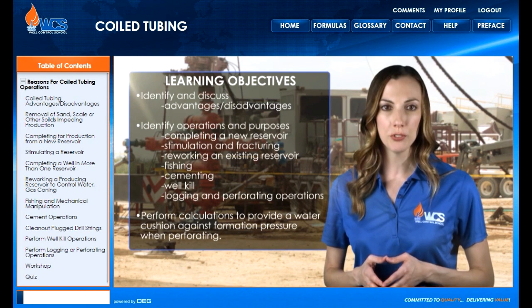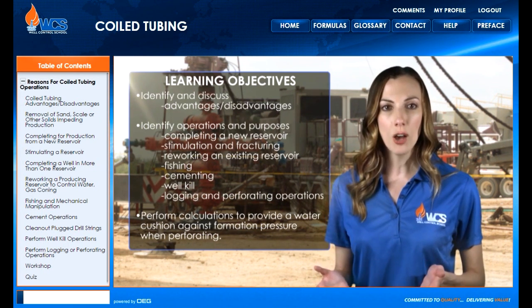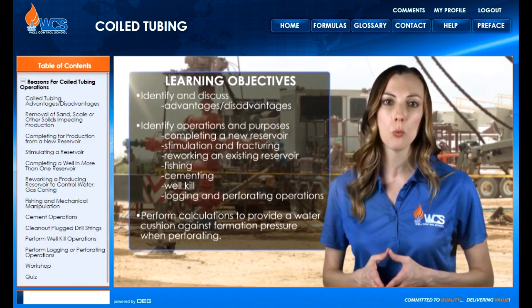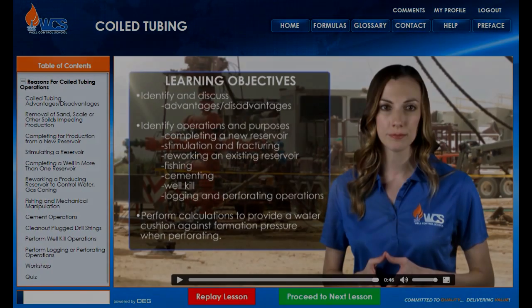Coiled tubing units are often used to clean up producing wells. The removal of fill material, such as formation sands or other particulates, is often performed with coiled tubing while the well is still producing.